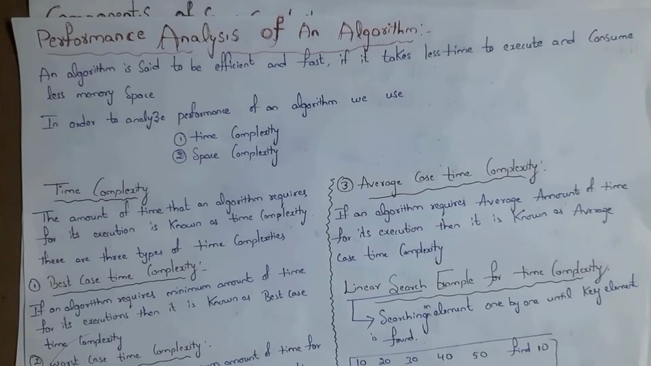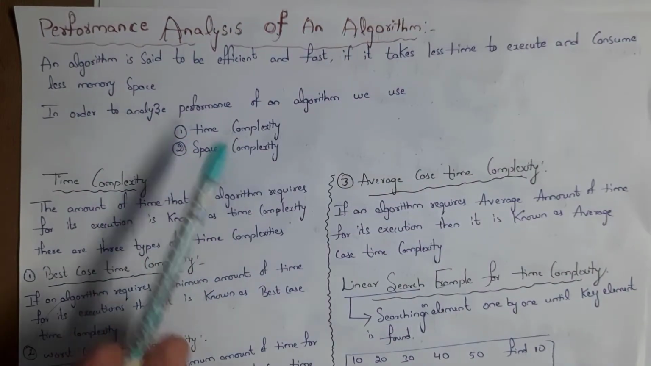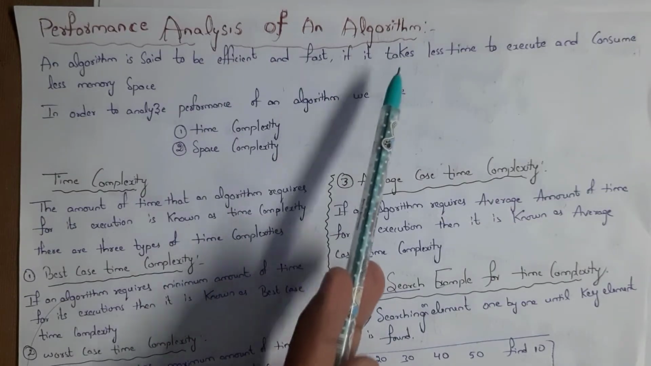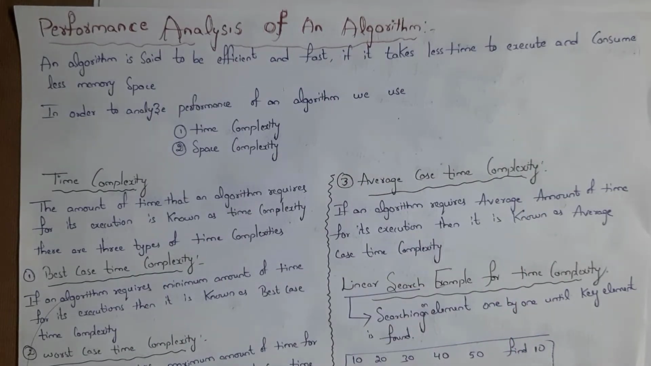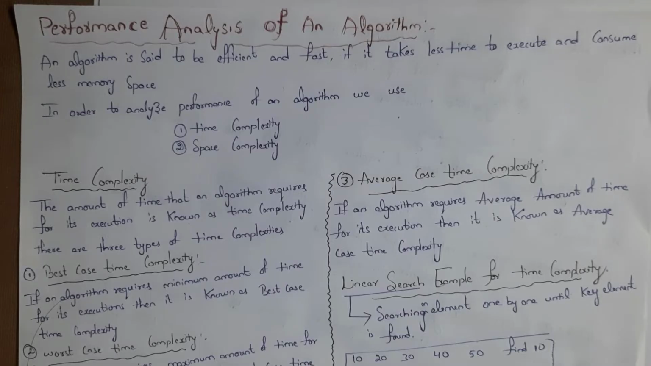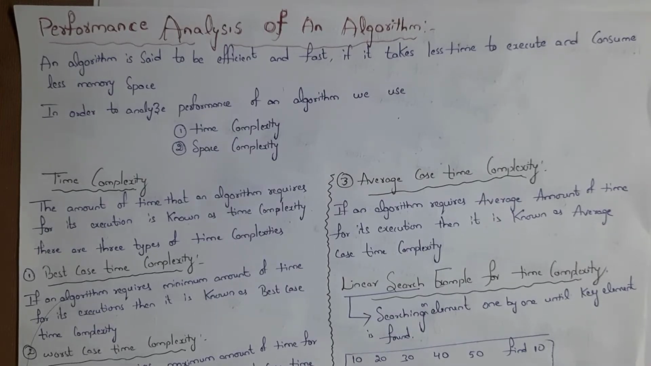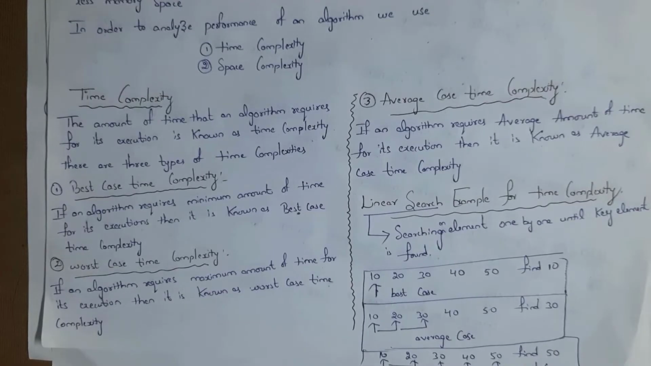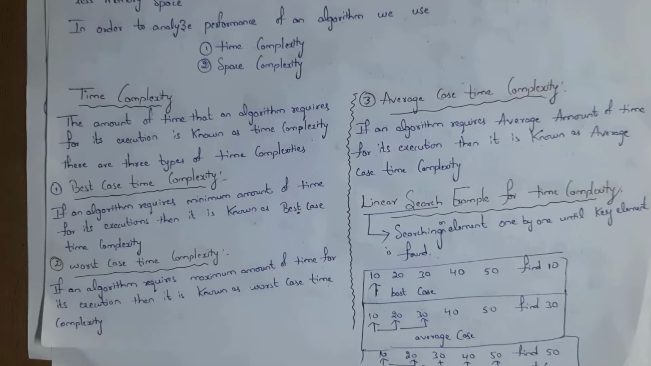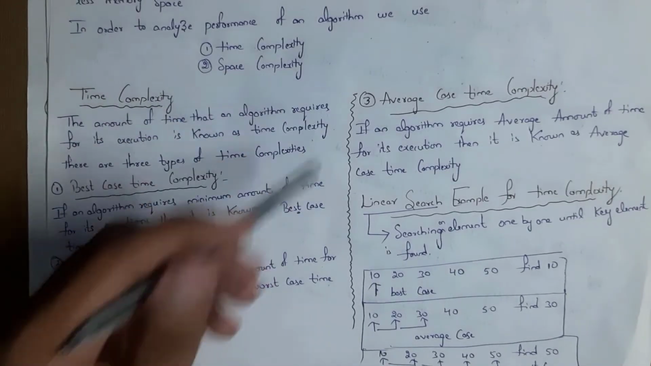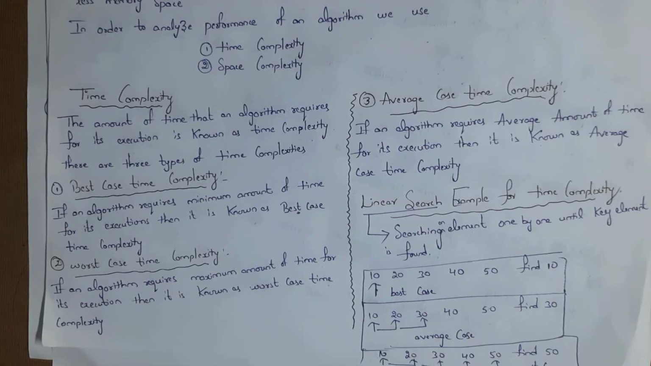Next topic is performance analysis of an algorithm, and also I will explain what is time complexity and what is space complexity. An algorithm is said to be efficient and fast if it takes less time to execute and consumes less memory space. Performance of an algorithm is said to be good only if it takes less time to execute and consumes less memory space. So in order to analyze the performance of an algorithm, we use time complexity as well as space complexity. That is, performance of an algorithm depends upon time as well as space.